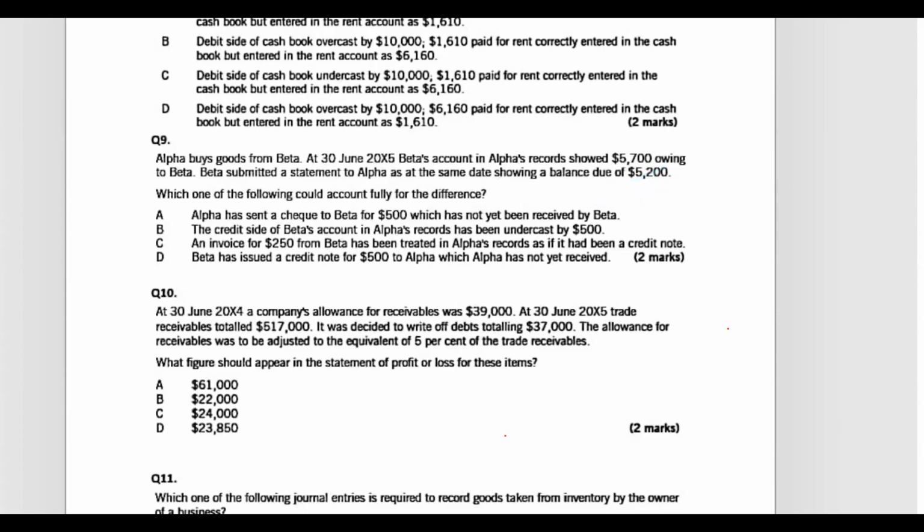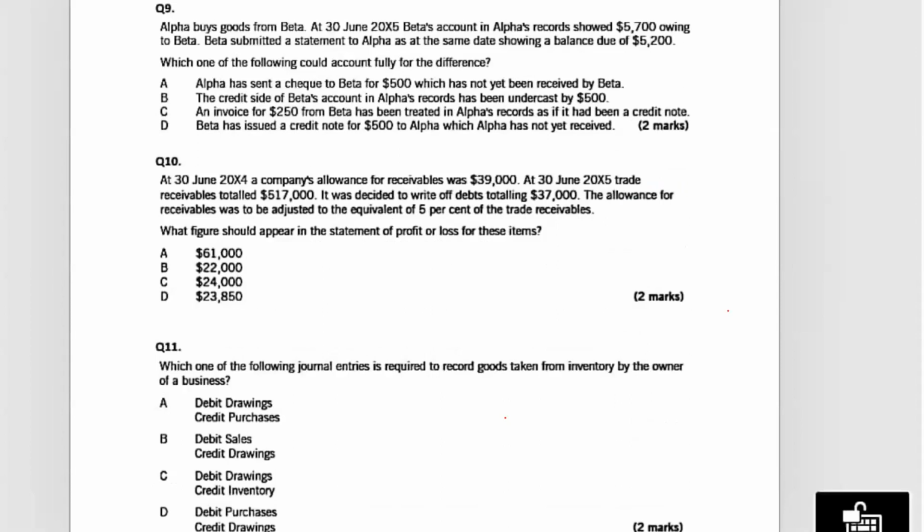Question number 10. So what is the answer there, sir? Number 9. It is D. Beta has issued a credit note that this person might not have yet received. Because before you receive the credit note, you might not see what is going on. You need a note first to know that some goods have been rejected on this side.